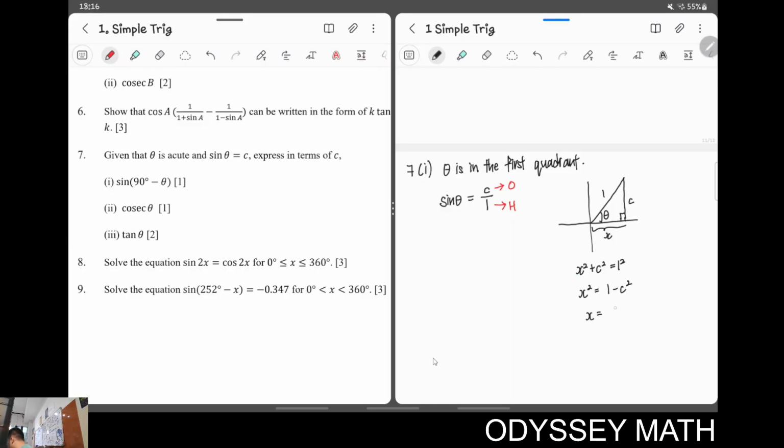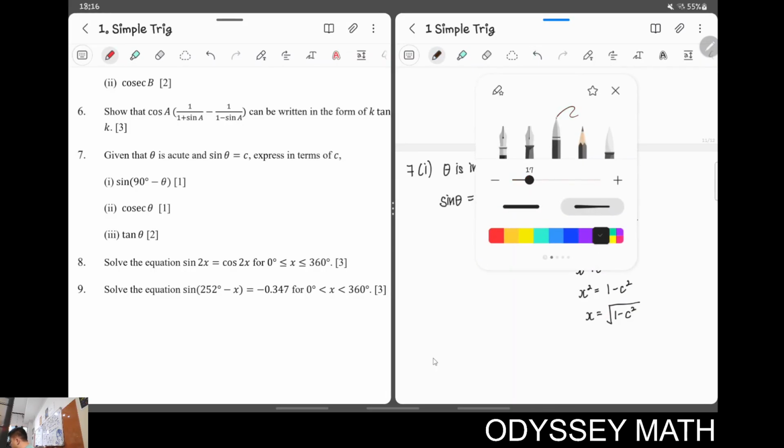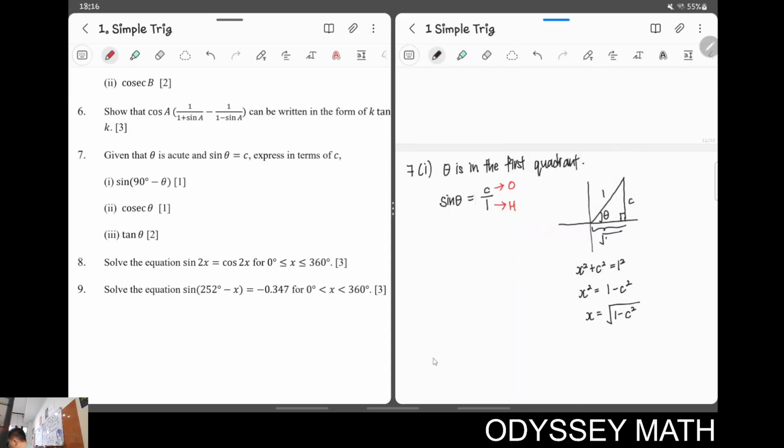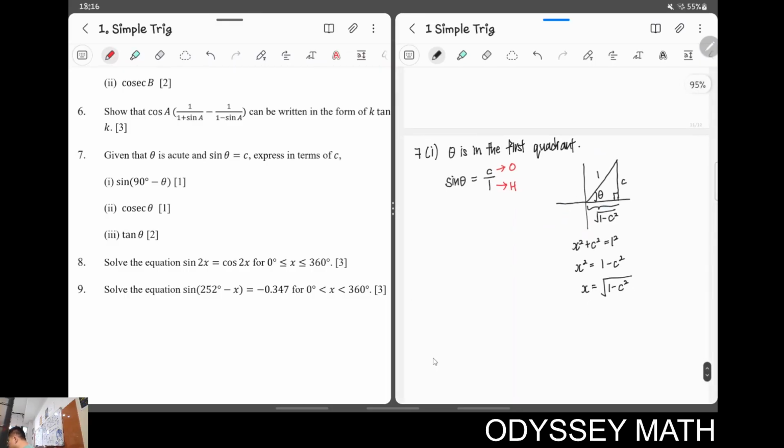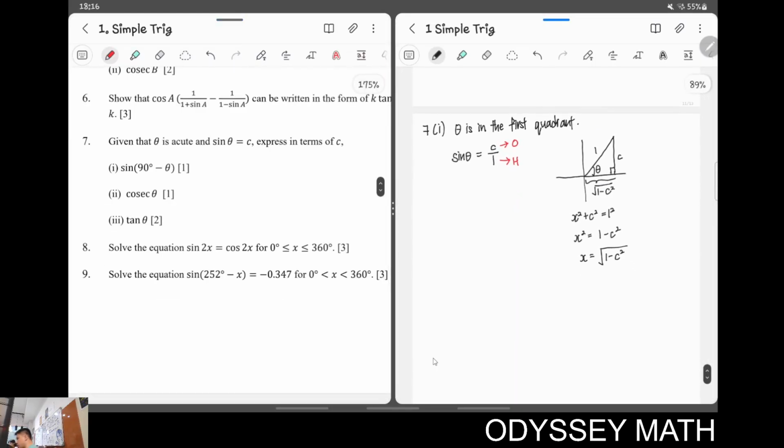So x equals, now as I understand, what your E-math teacher taught you was to put a plus minus in front here, but we don't because we are in the positive x-axis. You understand? So this will just be square root of 1 minus c squared. It's just the Pythagoras theorem application here. Now with that, we come to 7 part 1.